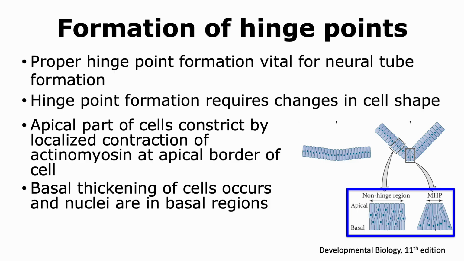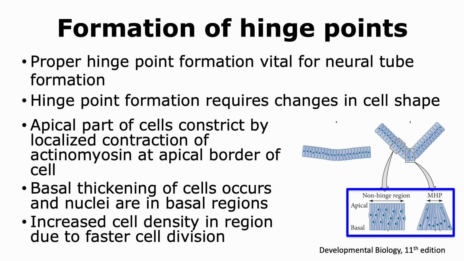Now, during the hinge point formation, there is also basal thickening of cells, and if we look at the location of the nuclei in the medial hinge point, we can see that the nuclei are towards the basal portion of the cell, simply because it is wider. Finally, there seems to be more cell division occurring in the basal region, and this causes more cells to be present that automatically causes a bending and the formation of the hinge points.